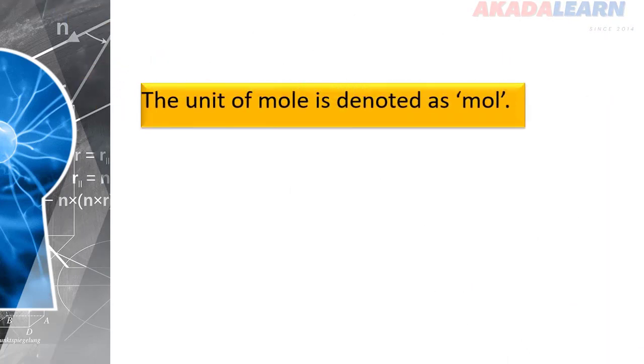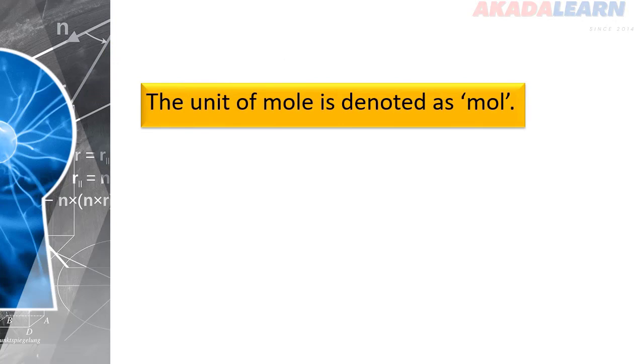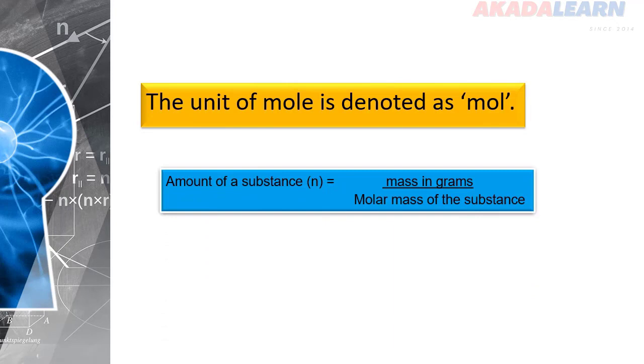Now I'll quickly mention here that the unit of a mole is denoted as mol, M-O-L. And then to calculate the amount N, we use the formula: mass in grams divided by molar mass of the substance.